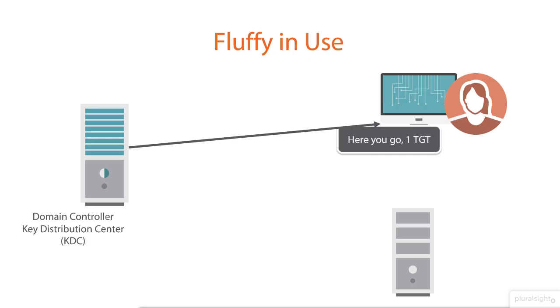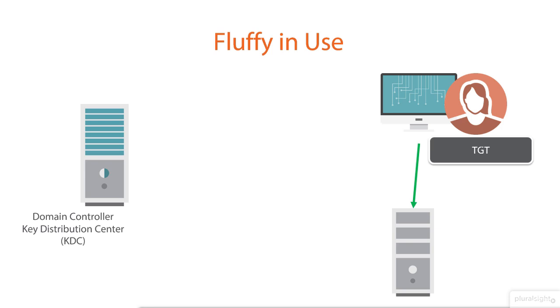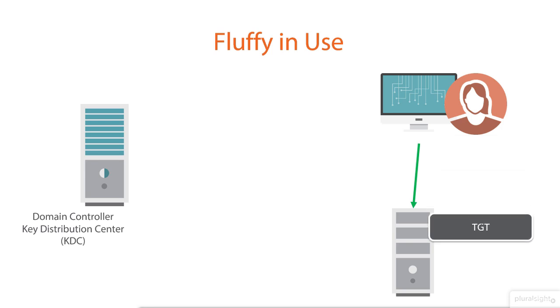So when the user wants to gain access to the file on the file server, they just simply present their TGT. The file server sees that it's from a trusted source. It will quickly check with the domain controller and say, is this account still valid? And the reason why it does this is in case an administrator has locked the user out. But again, no passwords are ever transmitted throughout the environment.